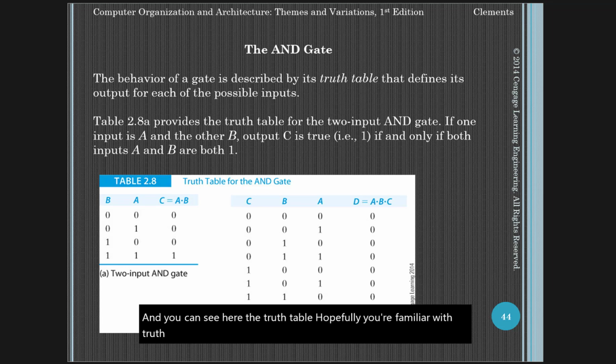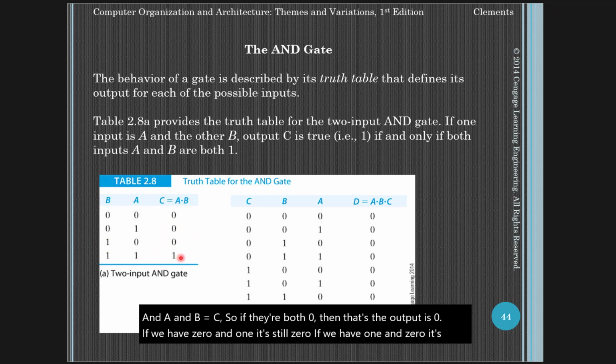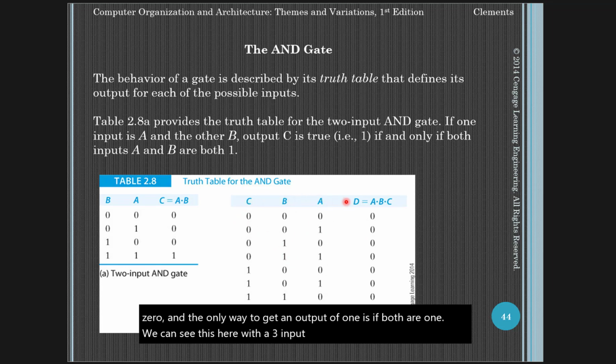And you can see here the truth table. Hopefully you're familiar with truth tables. Really, we just break down all of the various scenarios that might happen in this logical AND gate for our inputs and our outputs. So an AND gate means that in order to get a true value, both inputs have to be true. So let's take a look at this, right? We have our inputs, A and B, and A and B equals C. So if they're both 0, then the output is 0. If we have 0 and 1, it's still 0. If we have 1 and 0, it's still 0. And the only way to get an output of 1 is if both are 1. We can see this here with a 3-input gate, A, B, and C equal D. That again, the only way to get an output of 1 is if all inputs are 1.